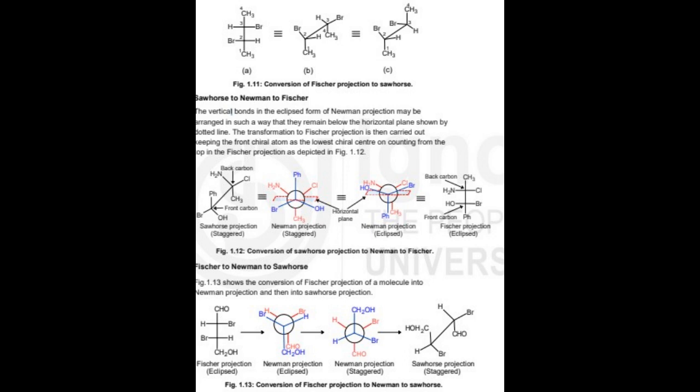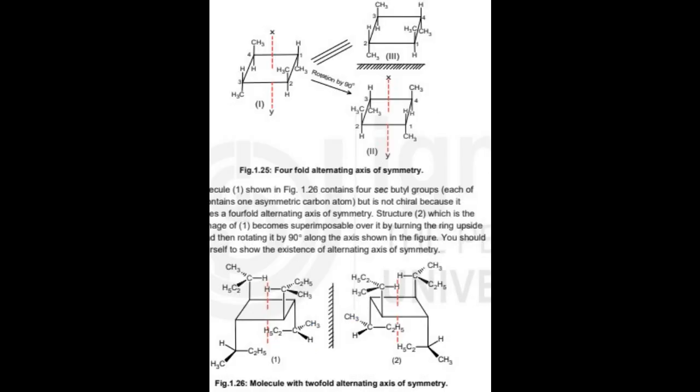Fig. 1.11 a represents an isomer of 2,3-dibromobutane in Fisher projection. If its SOHOS form is written keeping C2 in front and C3 at the back, then the eclipsed SOHOS form becomes 1.11 b. Its staggered conformation is represented as 1.11 c, which is obtained by rotation across the bond between C2 and C3. Fig. 1.11 Conversion of Fisher projection to SOHOS, SOHOS to Newman to Fisher.